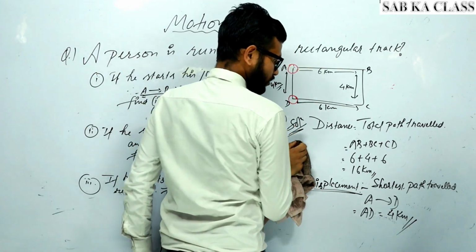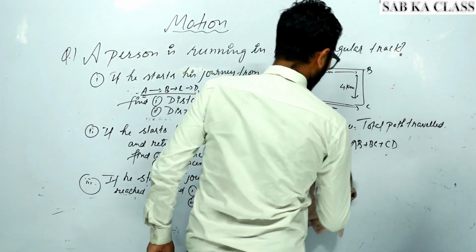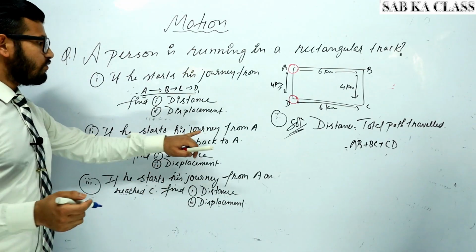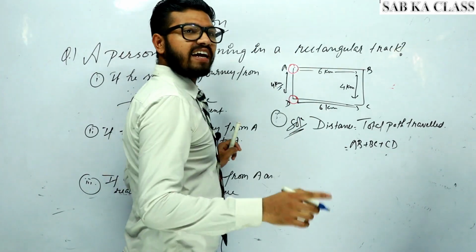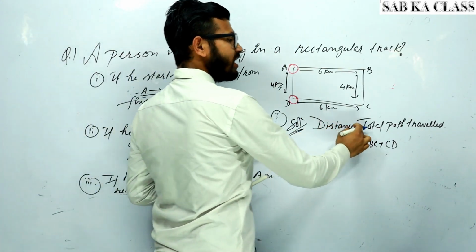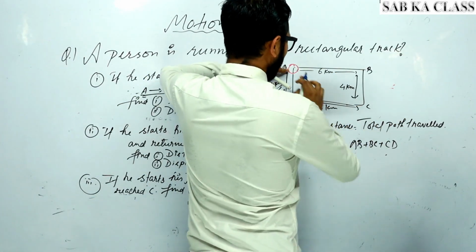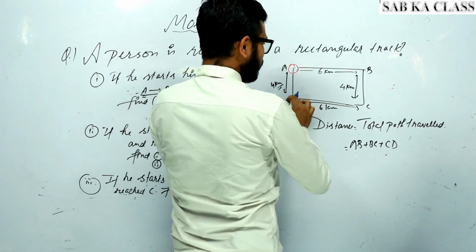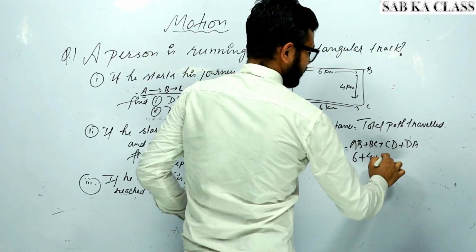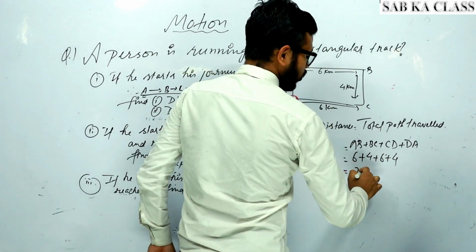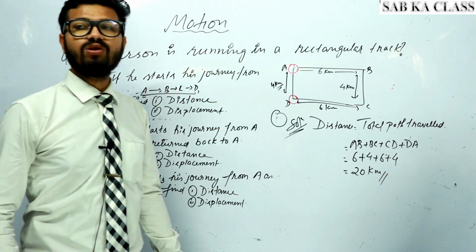Next, question number 2. My dear, look here. If he starts a journey from A and returns back to A, he starts from A and again comes back to A. Clear question? So distance means what? Total path traveled. Total path traveled means from A to A. Let us see. A to B, B to C, C to D, D to A again. That means what? 6 plus 4 plus 6 plus 4. How much will it be? 20 kilometer. In this case, the distance traveled by that body or that person is equal to 20 kilometer.